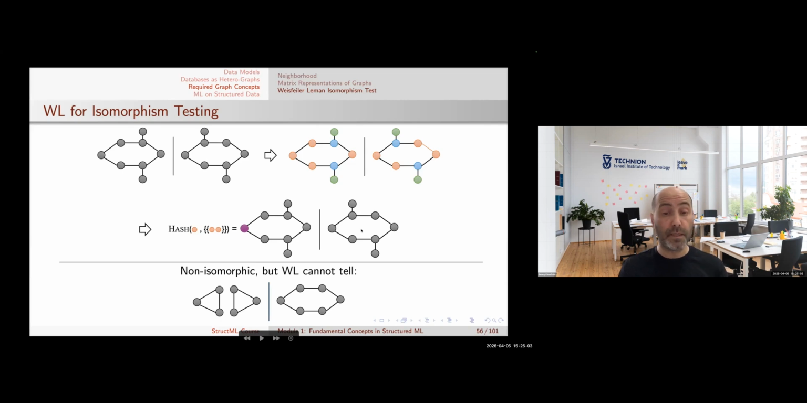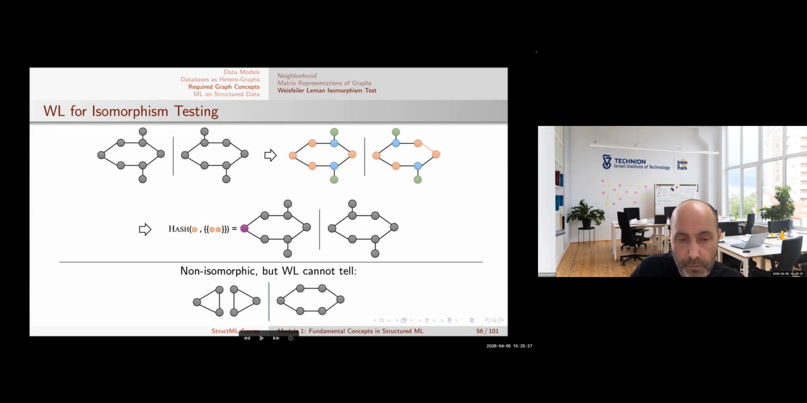Okay, but it's not always the case. Let's look at these two graphs. Definitely not isomorphic, but WL cannot tell. Why is it so? So they have the same number of nodes. So at the beginning, all of the nodes have the same color. But then every node has the same neighborhood.